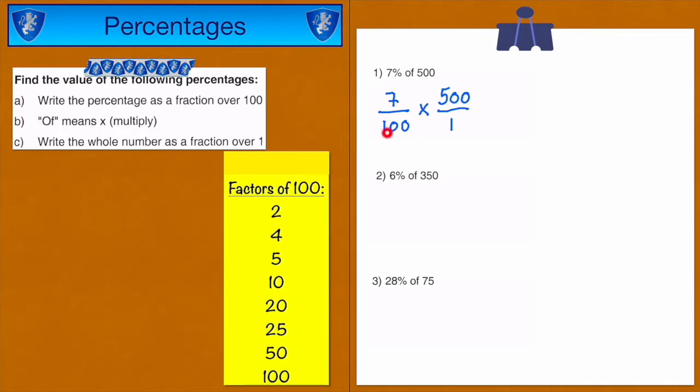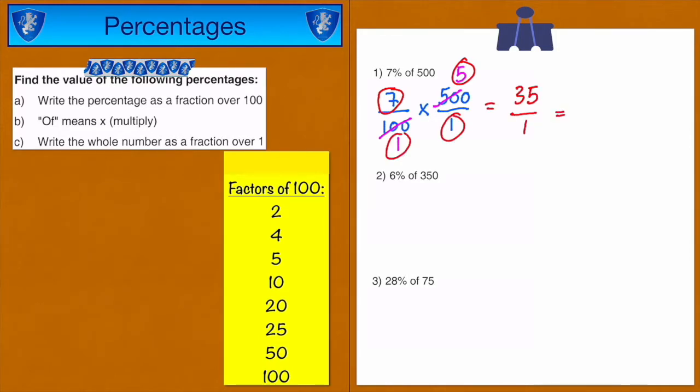Now if you look diagonally, you can see 100 and 500 can both be divided by 100. So that's 1 times 100 and that's 5 times 100. Now if you've got the bottom of this fraction down to 1, that means you've reduced everything you can. So we just multiply our top numbers again. 7 times 5 is 35 and 1 times 1 is 1.